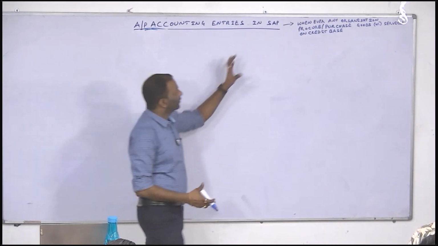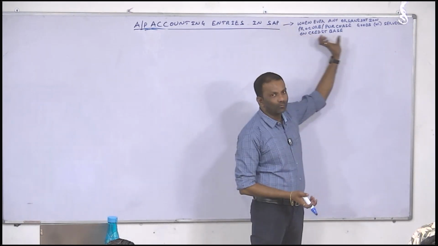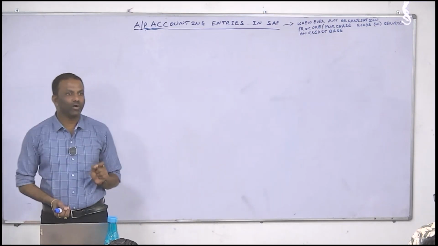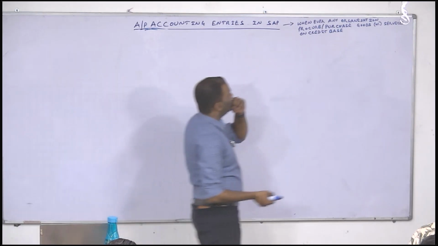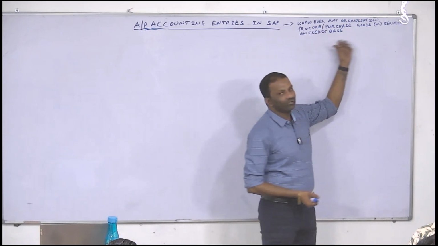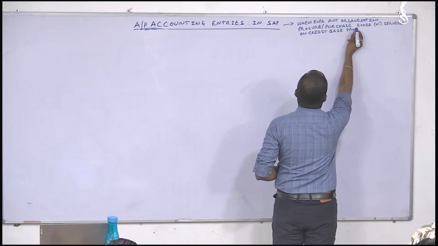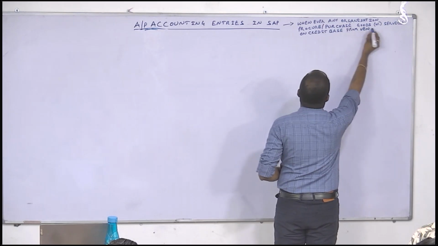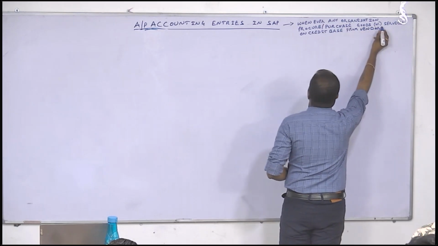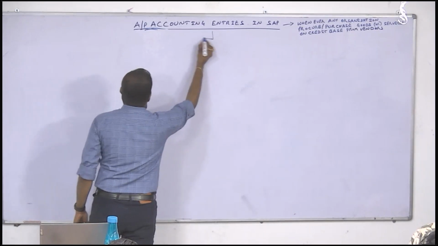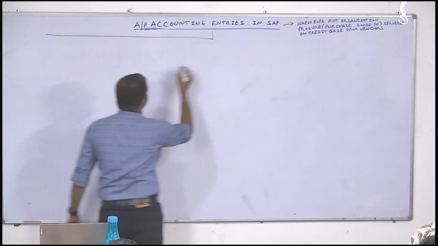Okay. Whenever any organization procures or purchases, in 90% of cases they use the word procurement and not purchase. Procure goods or services on credit basis from a vendor. So here, I will divide these AP accounting entries also into two ways.